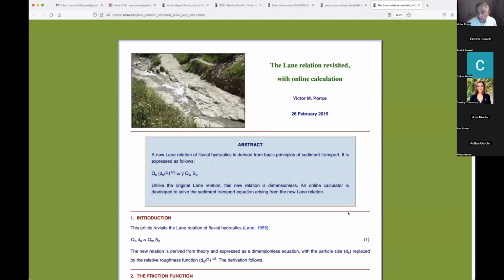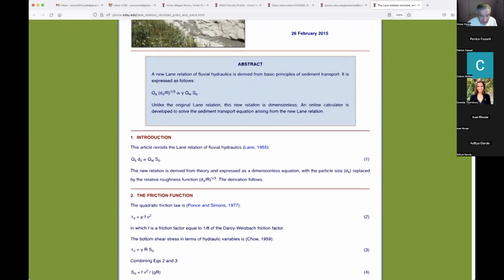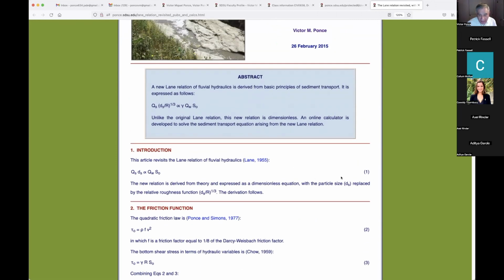And as you know, the way we did it is we took the Lane formulation, which was a proportionality, and we basically discovered through working with these equations for years that we could convert it into an equation. This paper is the same paper, but it has something added at the end, and that's where I'm going to concentrate tonight. So we have the article that revisits the Lane relation.